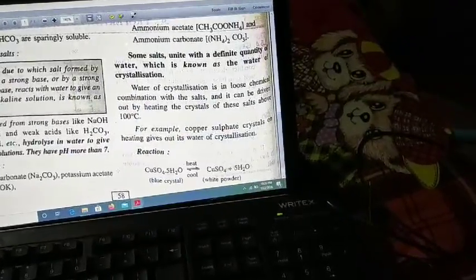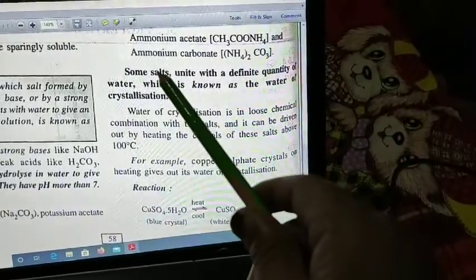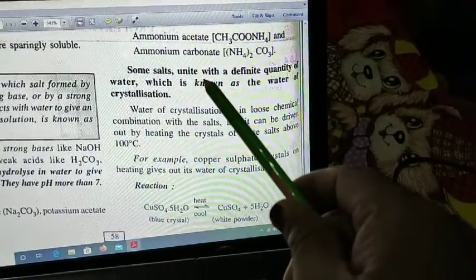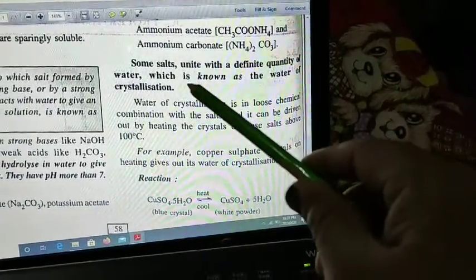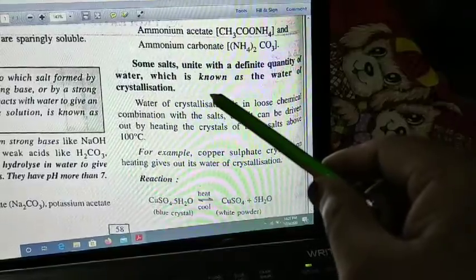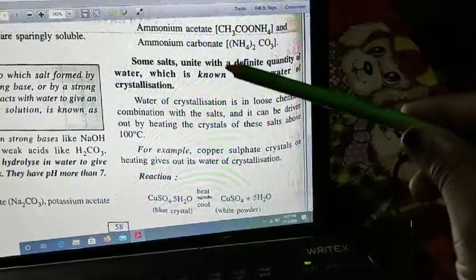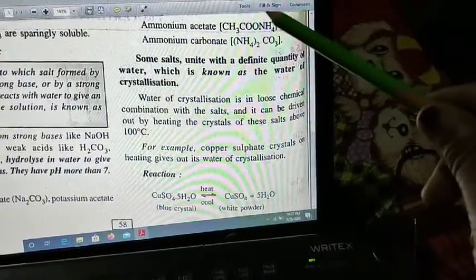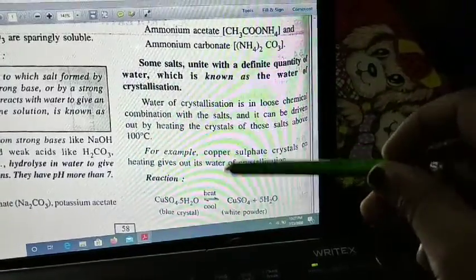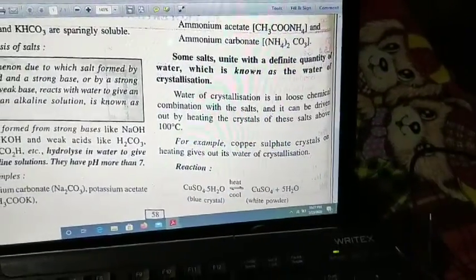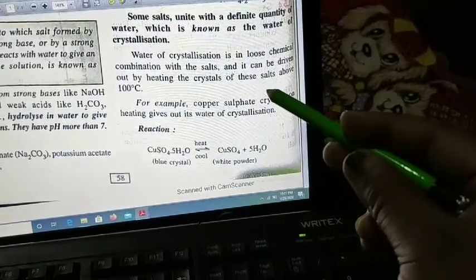Next we need to discuss the term water of crystallization. Some salts contain a definite quantity of water, which is known as water of crystallization. Water of crystallization is the number of water molecules associated with the salt that is present in the crystal structure. It is in loose chemical combination with the salt, and it can be driven out by heating the crystals of the salt above 100 degrees Celsius.